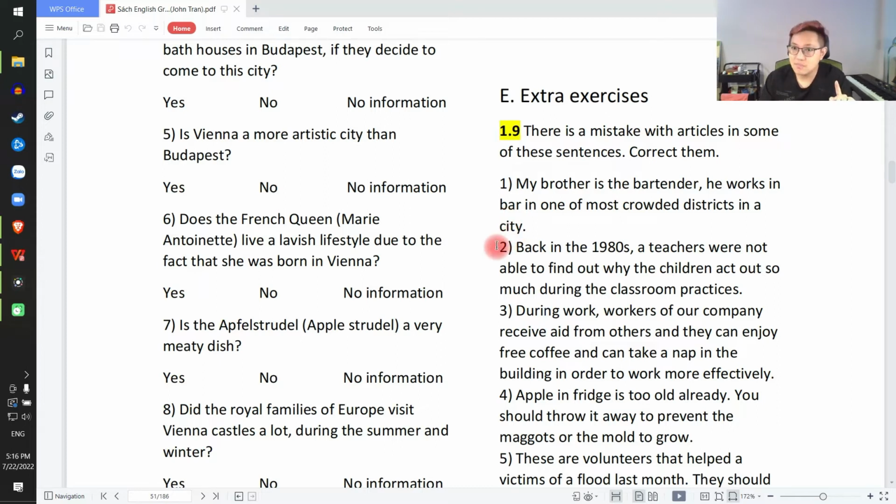Anh ta làm việc trong một quán bar in one of the most crowded districts, because here you are using a superlative adjective form. There must be the before that, okay? Dùng dạng tính từ so sánh nhất phải có the ở đây. In one of the most crowded districts in the city. Because basically no one says that they work in a city. Không có ai nói là tôi làm việc ở trong một thành phố đó, mà phải là tôi làm việc trong cái thành phố này. It's like they work in one of the most crowded districts in the city.